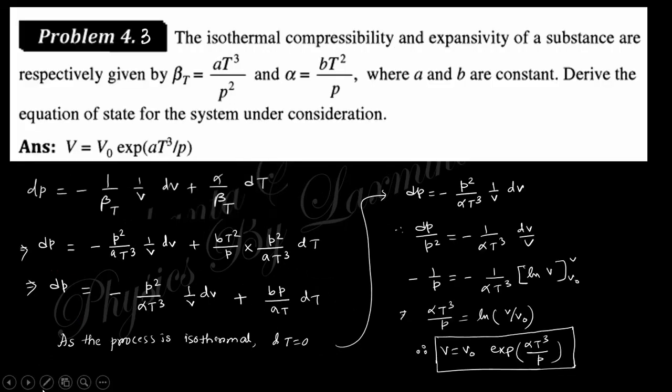Next one: the isothermal compressibility and the expansion coefficient of a substance are given like that. Derive the equation of state. You know this is the equation, just write down the previous one. If you put in this value of beta T and alpha, you will get this equation. Now this is an isothermal process, so dT equals 0, so this portion is 0, and you will get dP equal to this one. Separate out P and V, integrate, and you will get this answer.